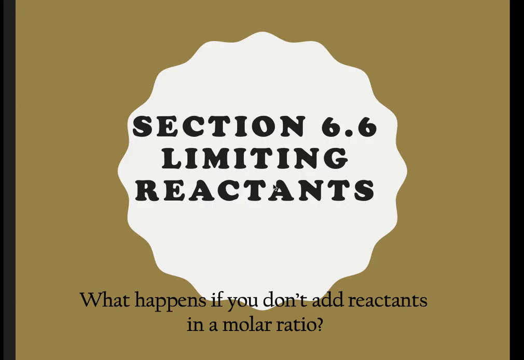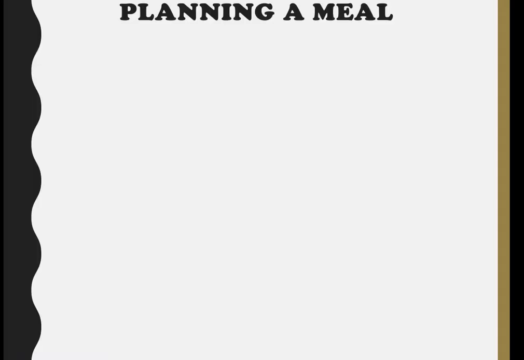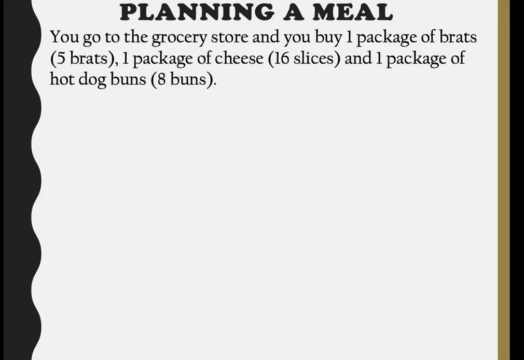Limiting reactants. This is what I talked about yesterday, in that this is a really fun part to this chapter because it actually gives an application to the math that we've been doing. So if we were to look at an example of this, like planning a meal, let's say that you go to the store and you buy a package of brats, which comes in a package of 5, a package of cheese slices, which have 16, and a package of hot dog buns, which have 8.